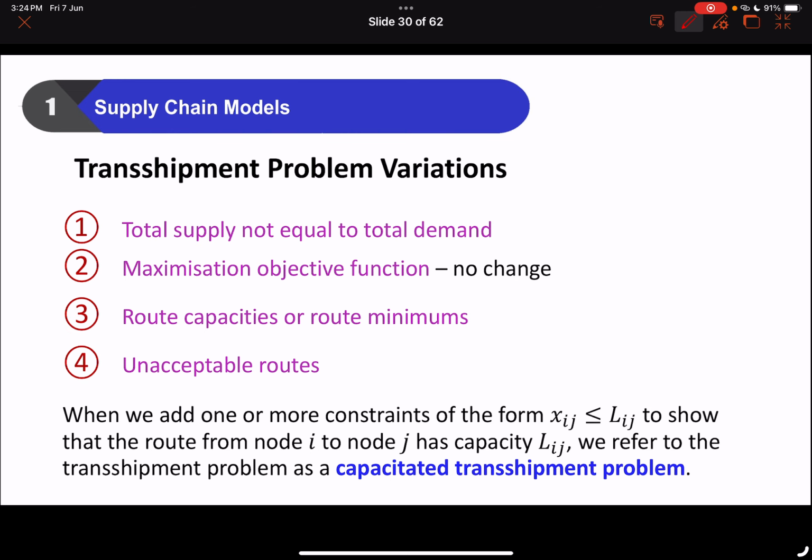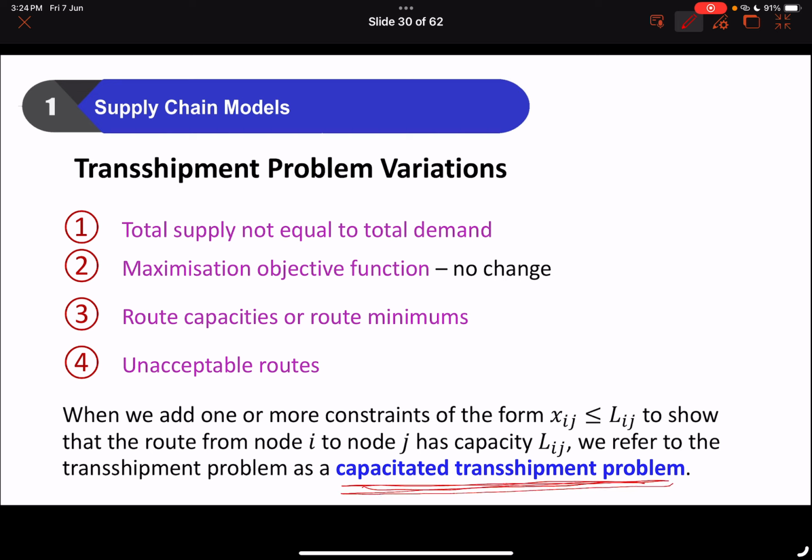Okay, there are also transshipment problem variations. These variations are very similar to what we have discussed earlier for the transportation problem. But when we add one or more constraints of the form xij is less than or equal to Lij, to show that the route from node i to node j has a capacity of L, we refer to the transshipment problem as a capacitated transshipment problem.